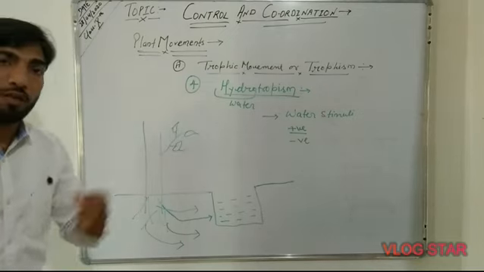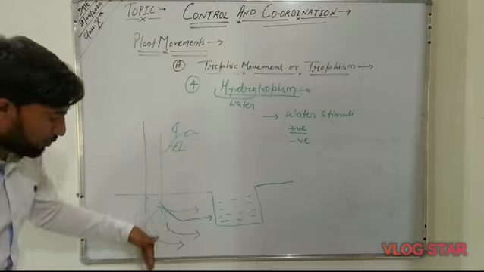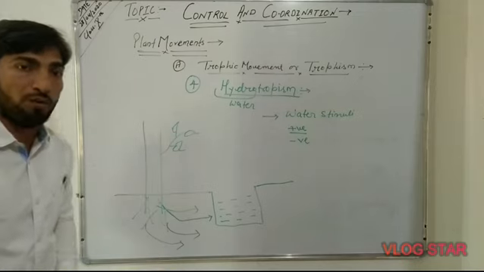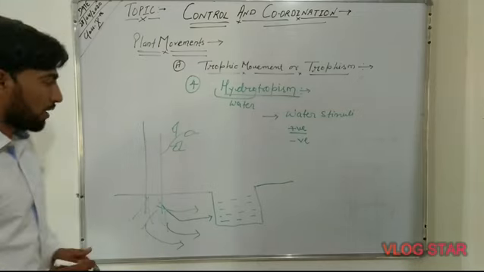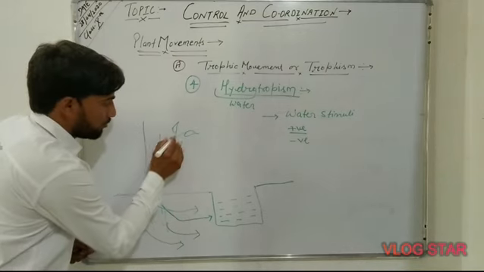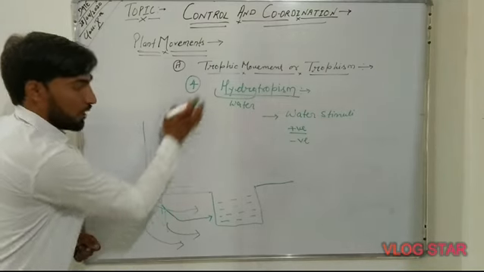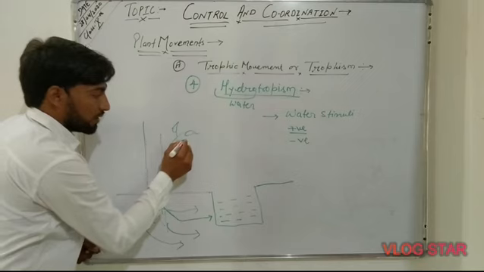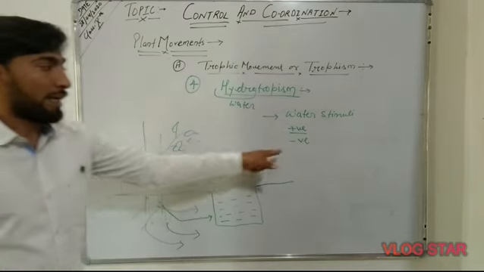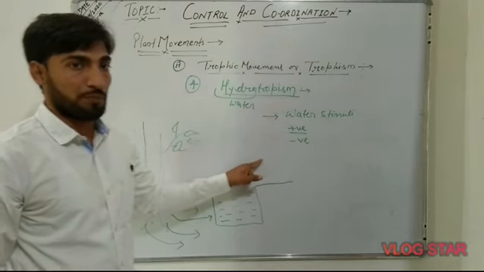Or even if the soil contains water, the movement of these roots towards the soil is the example of positive hydrotropism. Now the second thing, these roots move away from this water, and this is the example of negative hydrotropism.